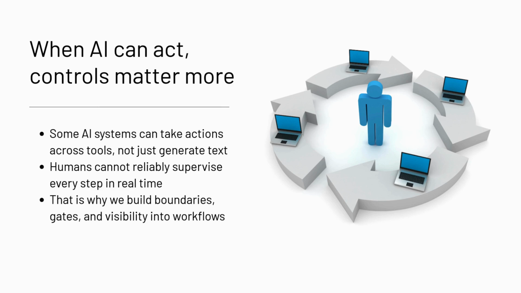AI is increasingly connected to other tools. Some systems can take actions, not just answer questions. When actions happen faster than humans can review each step, reminders don't scale. That's when boundaries, gates, and visibility stop being optional and become basic safety.